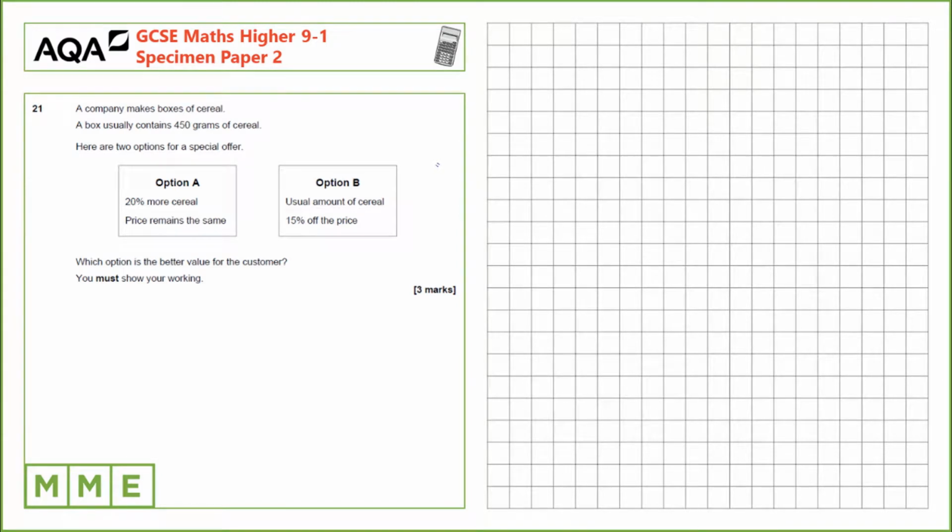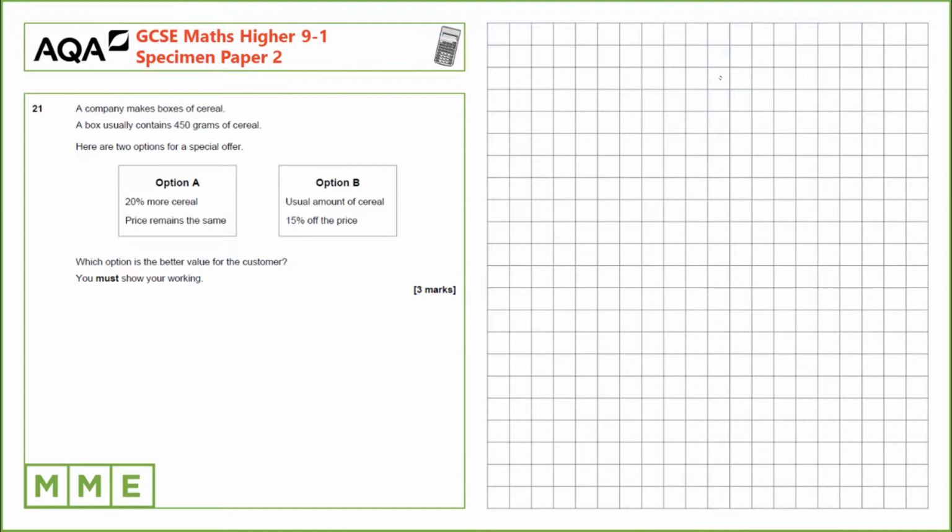Question 21. A company makes boxes of cereal. A box usually contains 450 grams of cereal. We have two options for the special offer. Option A, where 20% more cereal is contained but the price is the same. And option B, where we have the normal amount of cereal, we get 15% off the price. Which option is better value for the customer? We must show our working.